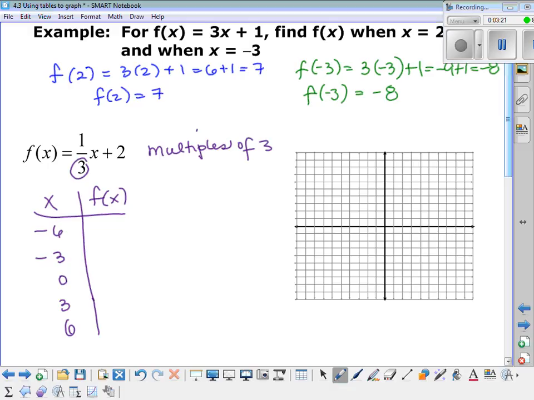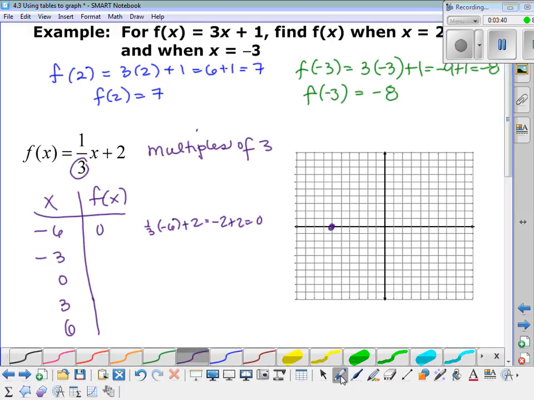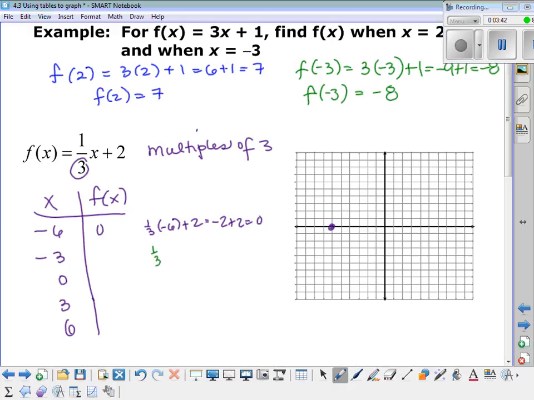So if I plug in the negative 6, I've got 1/3 times negative 6 plus 2. 1/3 of negative 6 is negative 2. So negative 2 plus 2, I end up with 0. I plot that point, negative 6, 0. Then I move on to the next one. 1/3 times negative 3 plus 2. What's 1/3 times negative 3? Negative 1, right? Negative 1 plus 2, and so that equals 1. So negative 3, positive 1 is my next point in my line.